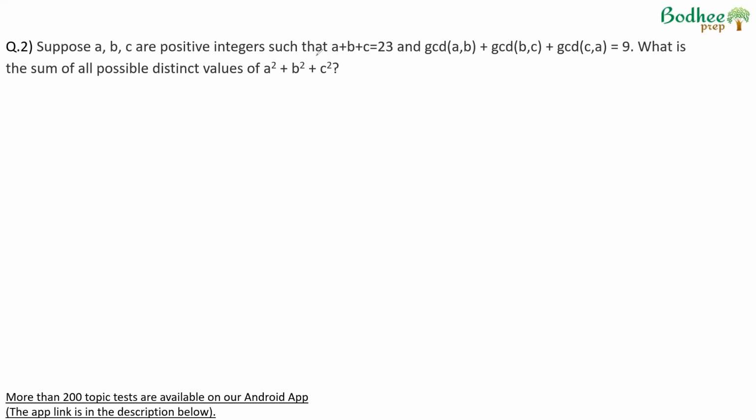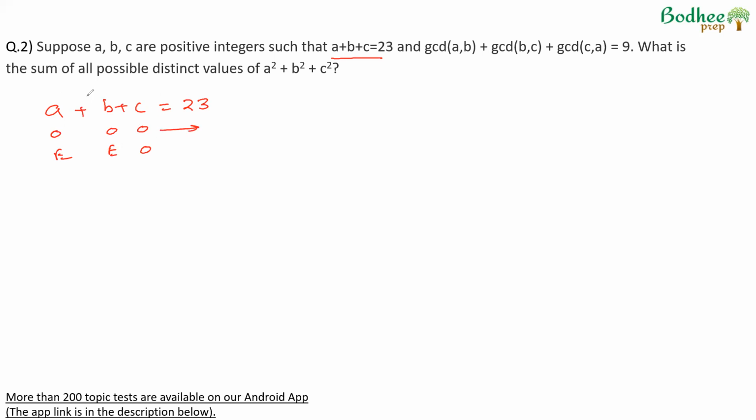Suppose a, b, c are positive integers such that a plus b plus c is 23. GCD of a and b plus GCD of b and c plus GCD of c and a, where GCD is greatest common divisor or HCF, the sum is 9. What is the sum of all possible distinct values of a square plus b square plus c square? Now, if you look at a plus b plus c, there are two cases possible. Either the values are odd, odd and odd, or the values are even, even and odd.